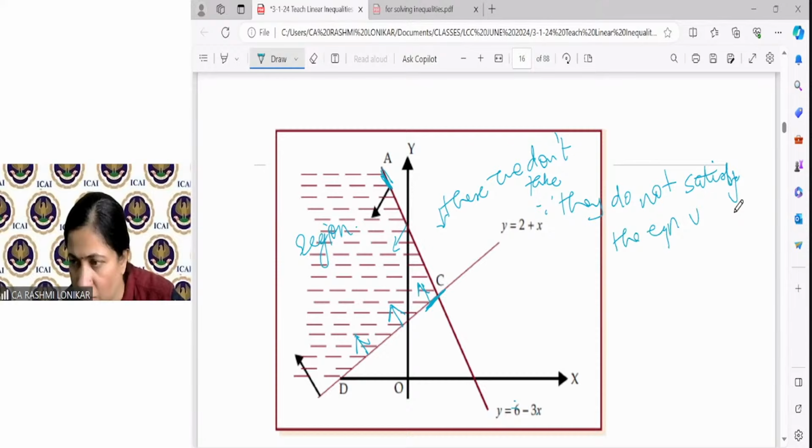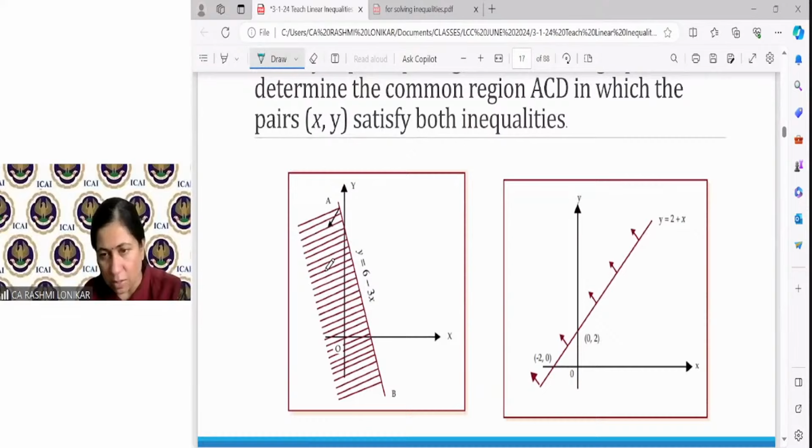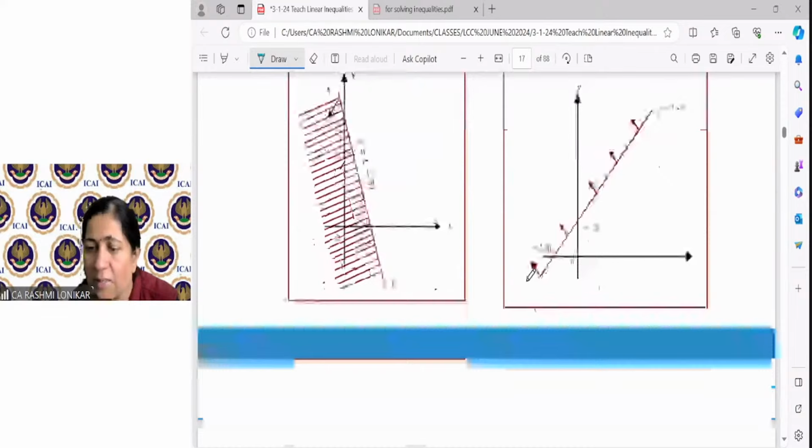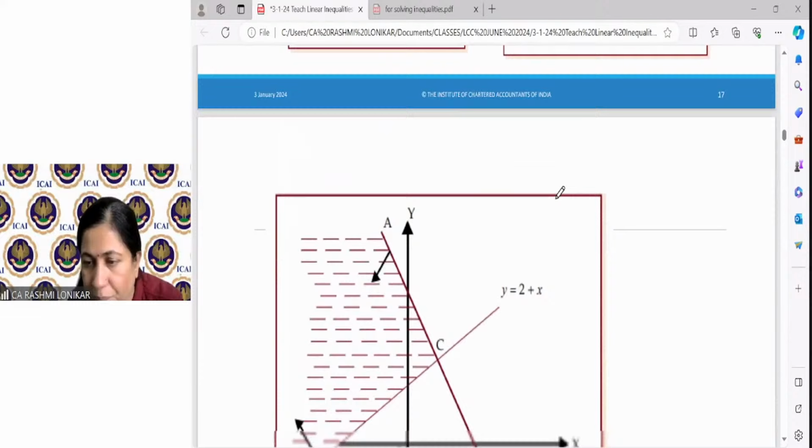Okay, so that is why we have taken this. I've just written that again. So this is y is equal to 6 minus 3x. This is y is equal to 2 plus x. And then superimposing, we get this. Okay, so I hope the concepts are clear now.